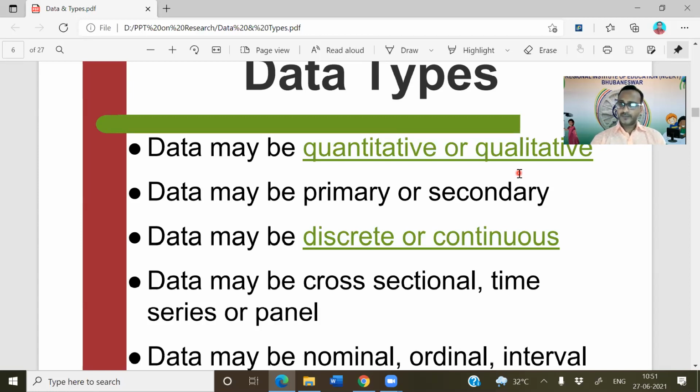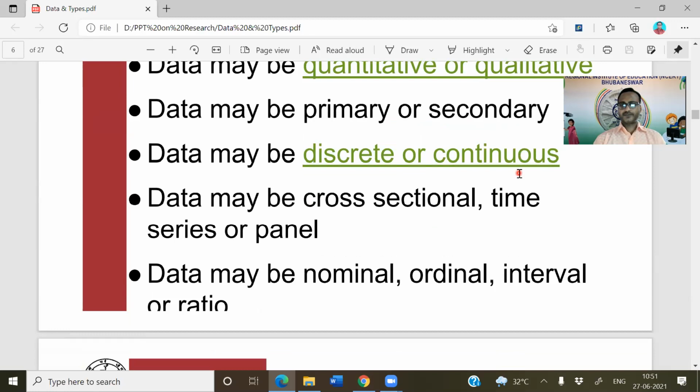What you can say, the mark of a particular student is 30.5 because this is continuous in nature. So whenever you collect data by using a test, any test, it may give you a result in decimals, 25.5. They are continuous. So data can be discrete, data can be continuous.